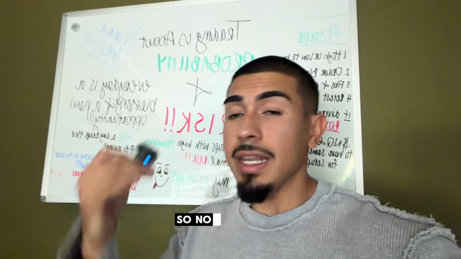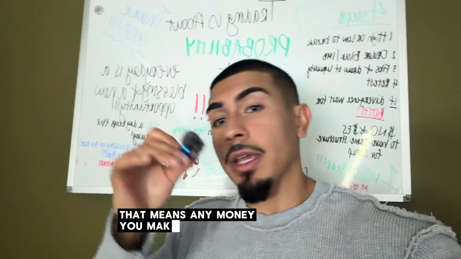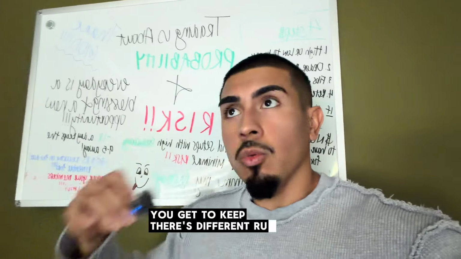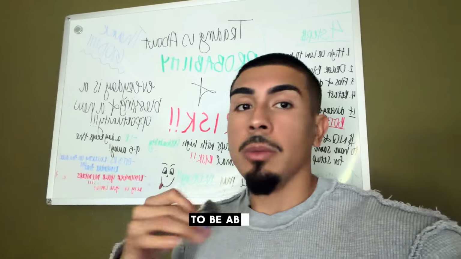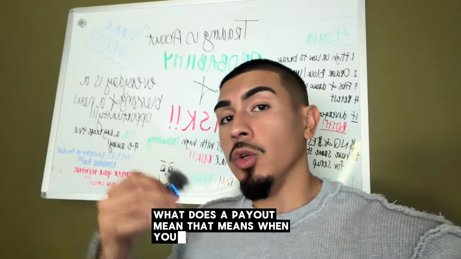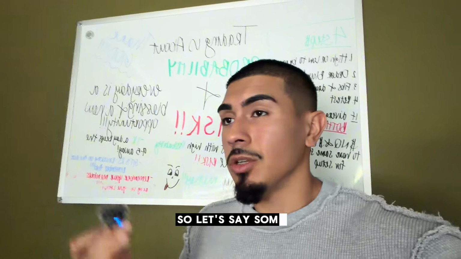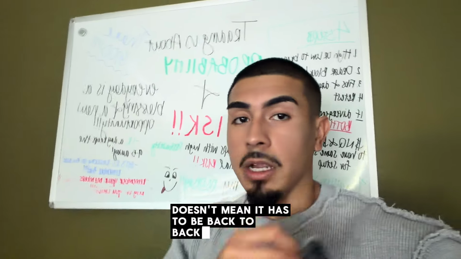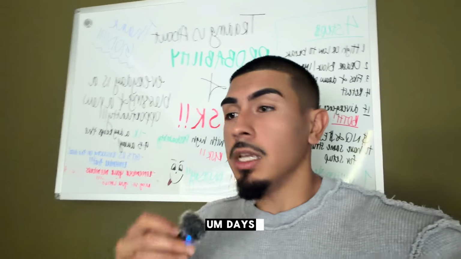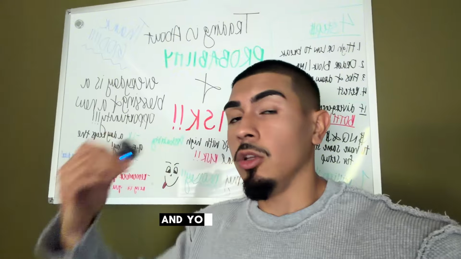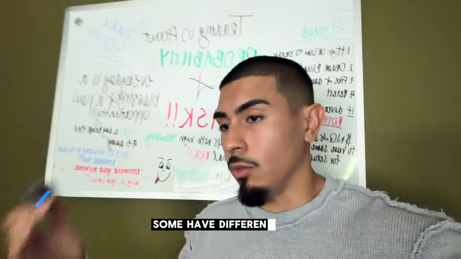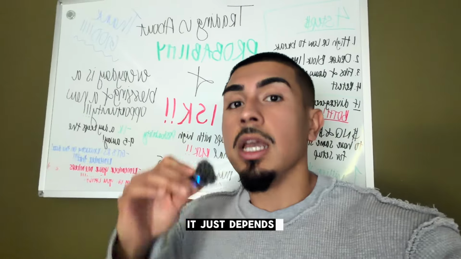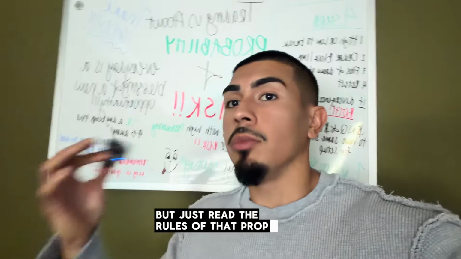Now that the account is funded, any money you make on the account from that moment forward, you get to keep. There are different rules and objectives to be able to get a payout. What does a payout mean? That means when you can withdraw money. So let's say some rules are like 5 days of $150. It doesn't mean it has to be back-to-back $150 days. It can just be 5 days of $150 and you can request a payout. Some have different rules. Some are $100, some are 10 days, some are 8 days. It just depends, so just read the rules of the prop firm you're going to use.